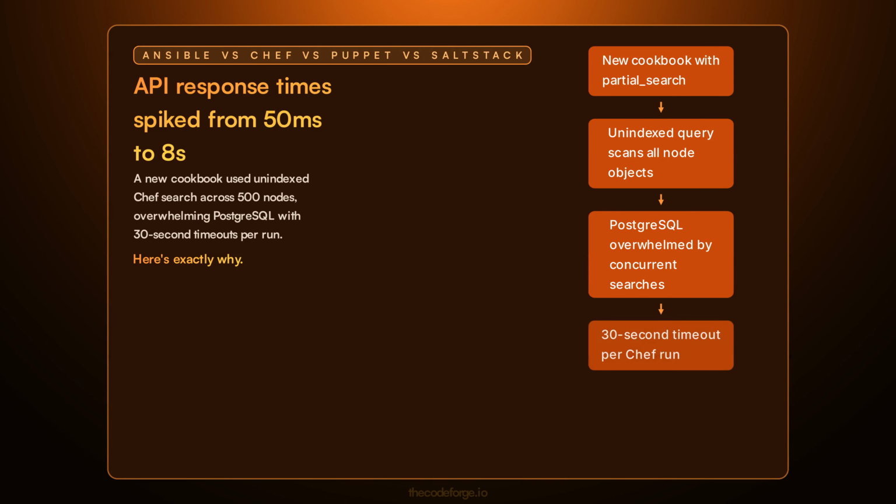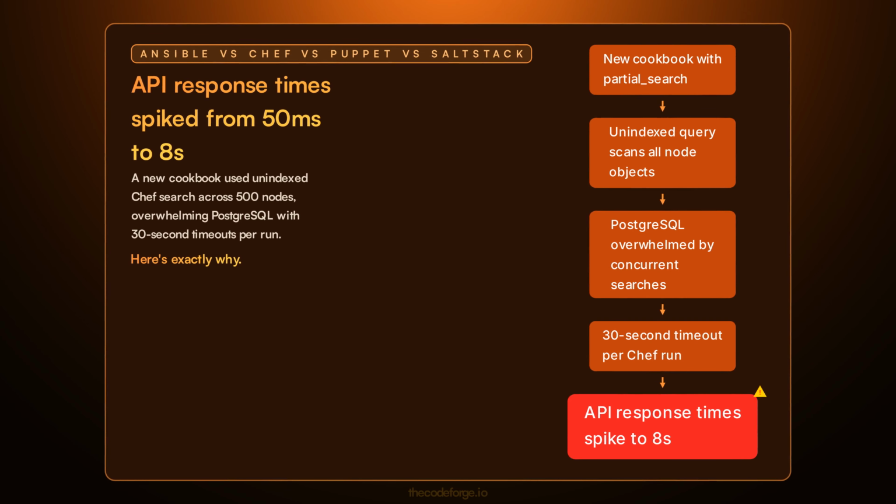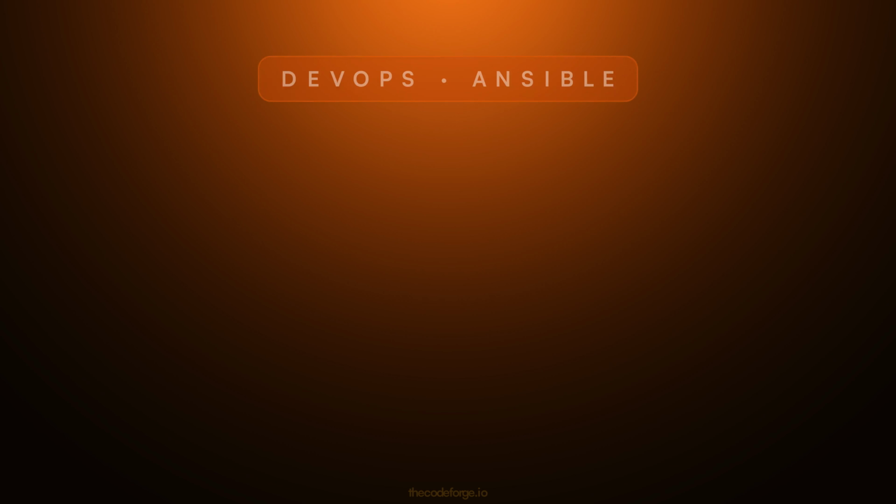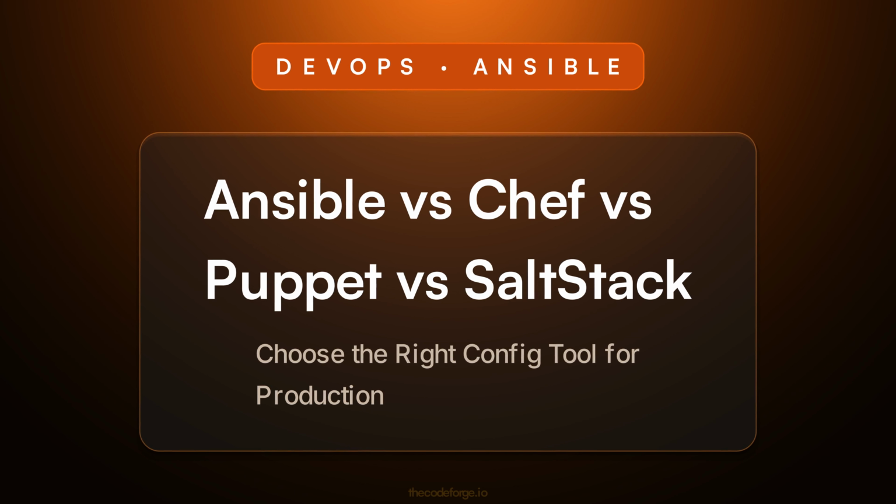API response times just jumped from 50 milliseconds to 8 seconds. The culprit? A single Chef search query that brought down your entire fleet. Let's break down Ansible versus Chef versus Puppet versus SaltStack, how it works, and the exact mistake behind that failure.